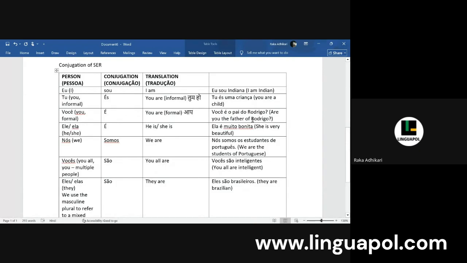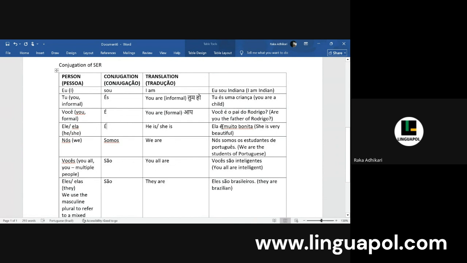So we are talking about a relationship which cannot change. It's a permanent relationship. Father. So we are using the ser verb here. Then we have ele and ela. So ele means he and ela means she. With this also we use the conjugation of é. Same conjugation as você. So ele, ela, é. It means he is or she is. So the example we saw is ela é muito bonita.